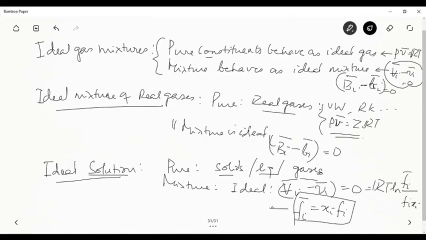Okay. And this is called the Lewis-Randall rule. So all ideal solutions actually obey the Lewis-Randall rule, which says that Fi bar, which is the fugacity of a substance as it exists in the mixture, is equal to Xi times Fi of the pure substance. So I can evaluate the fugacity of a substance as it exists in the mixture simply by multiplying the fugacity of the pure substance at the same state by Xi. So that is the Lewis-Randall rule. So using the Lewis-Randall rule, I should be able to define the fugacity.